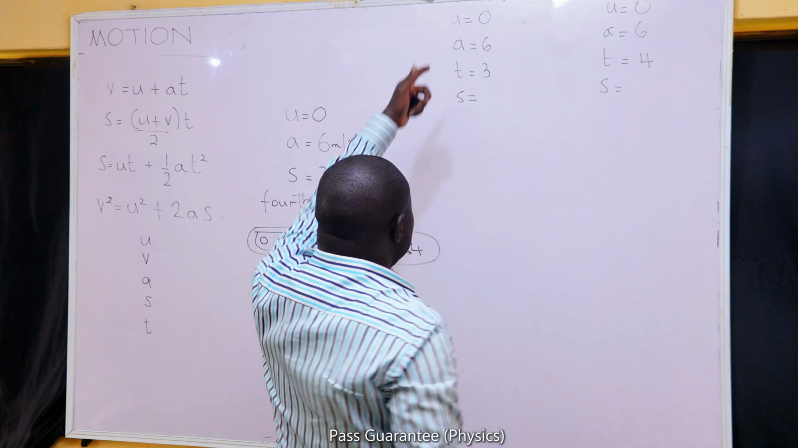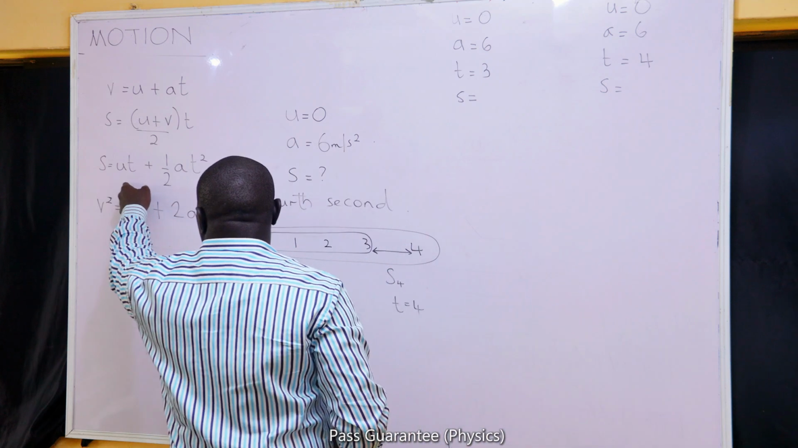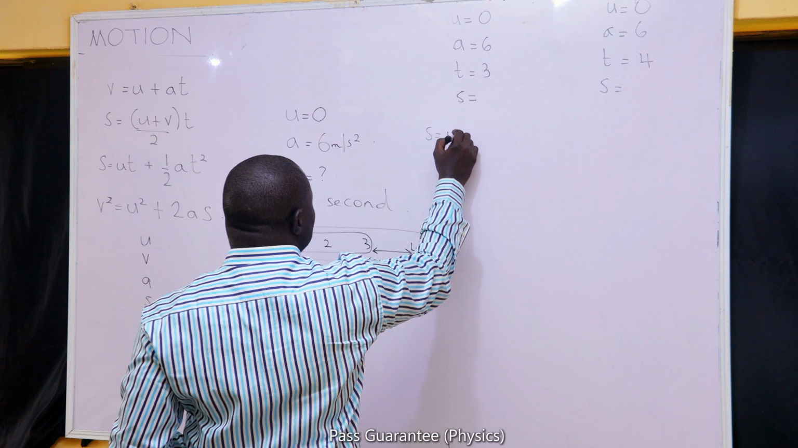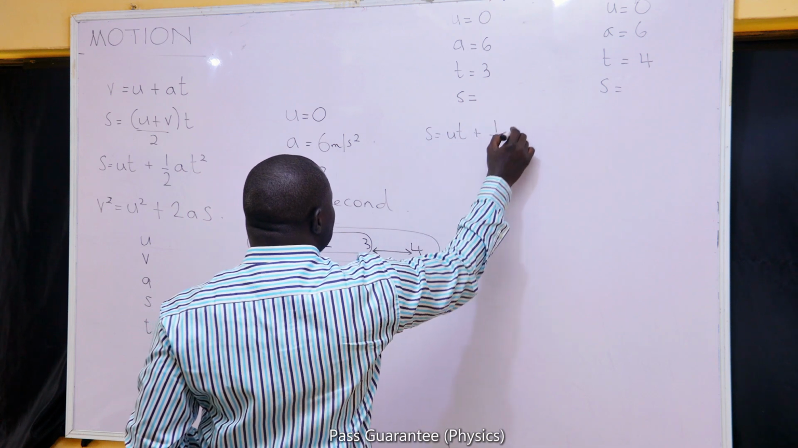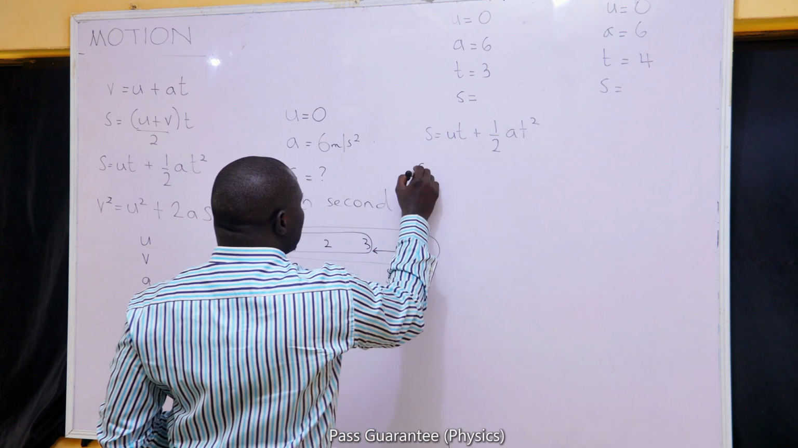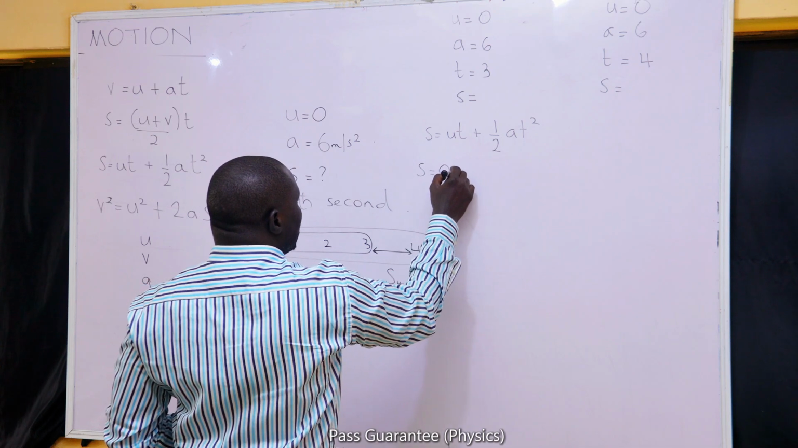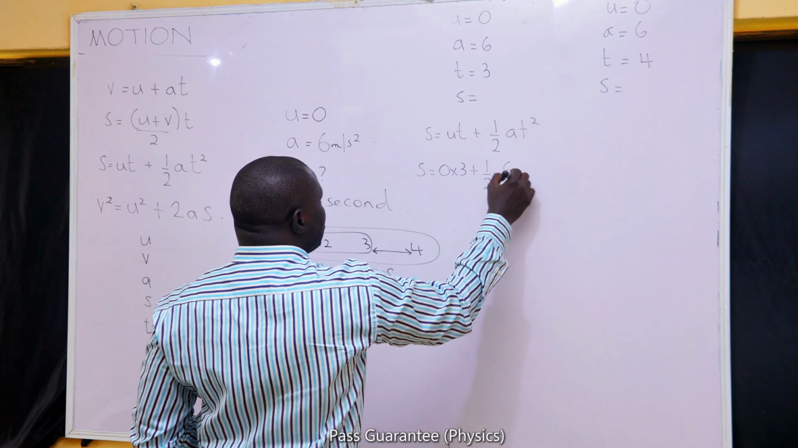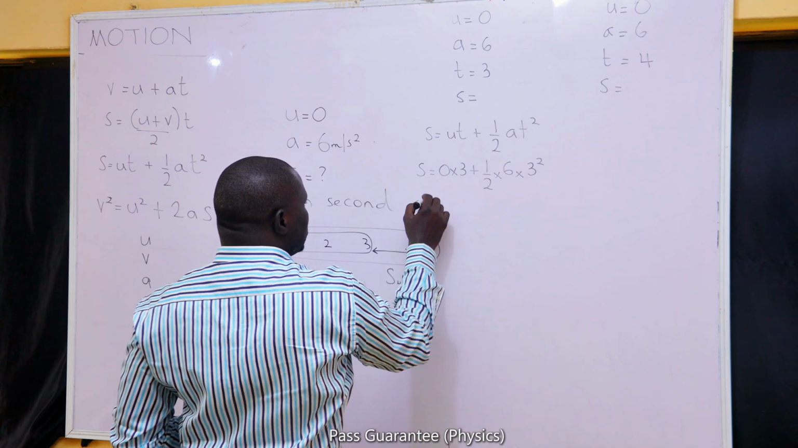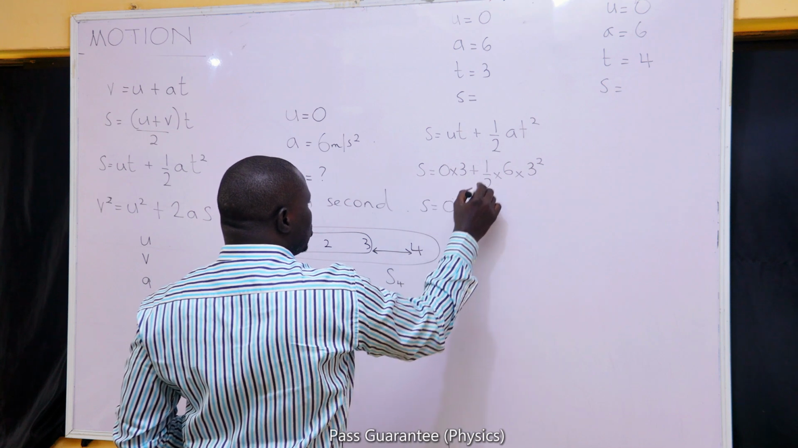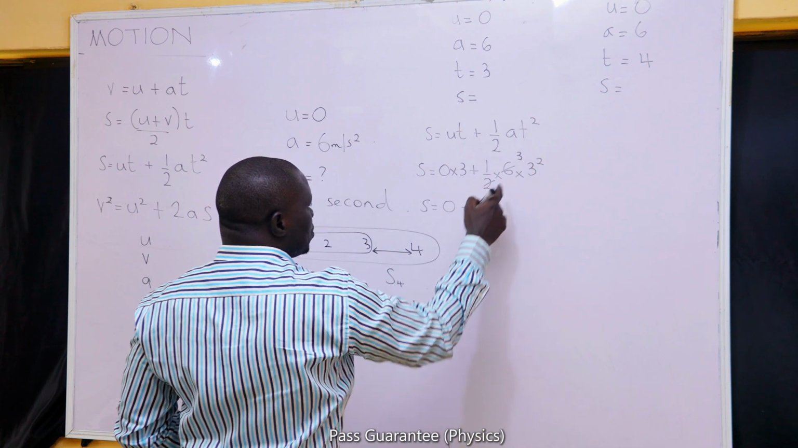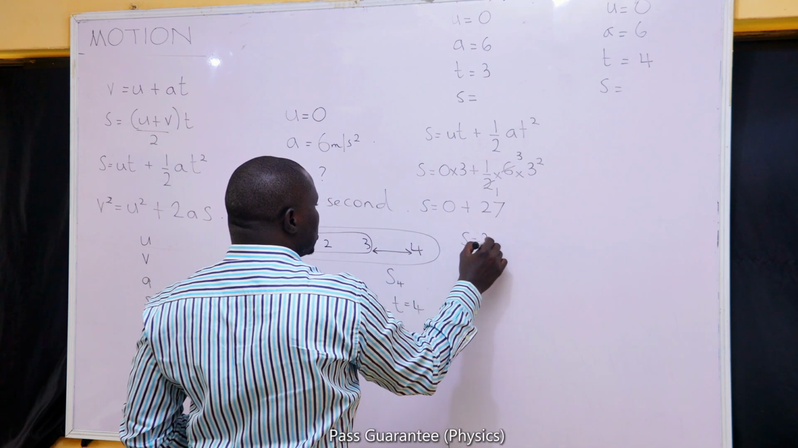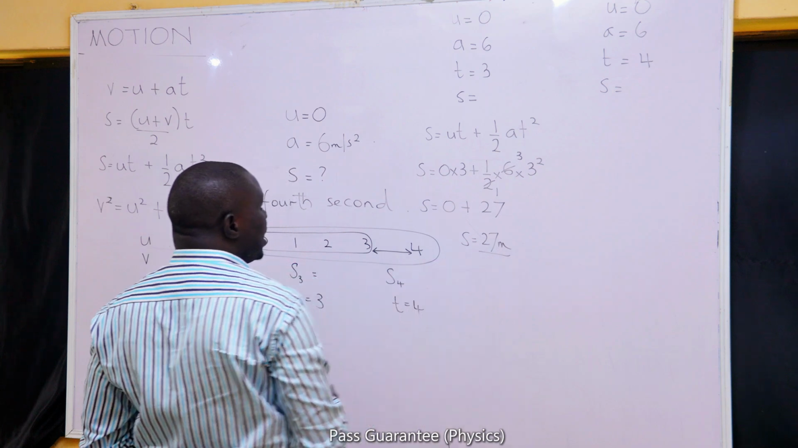And the only equation that has these quantities is the third equation, s is equal to ut plus half at squared. So I will simply do s is equal to ut plus half at squared. My s is equal to, my u is 0, multiplied by t, 3, plus half times a. My a is 6, my t squared is 3 squared. So if I do that, x is equal to 0 plus half times 6, which is 3, times 3 squared. That should be 27. So my x must be equal to 27 meters. This is the distance traveled after 3 seconds.